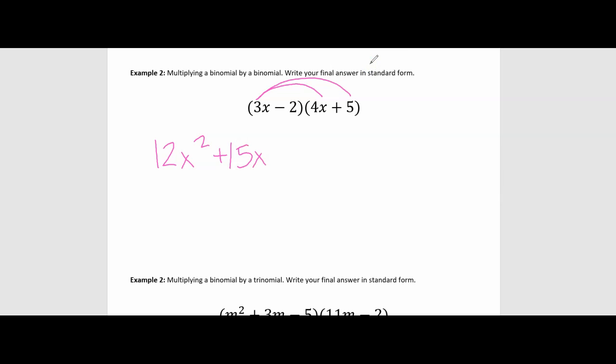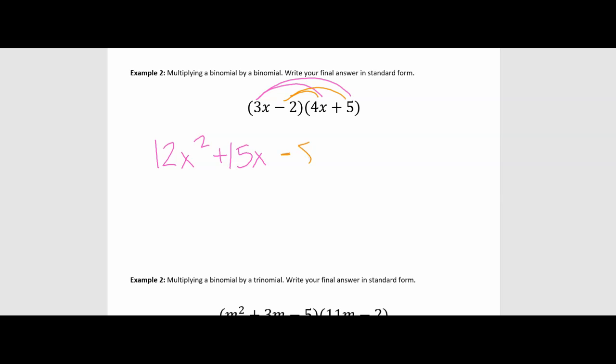Now, the second part of this is we also have to distribute this negative 2 to both the 4x and the 5. I just like drawing my arrows underneath because there's more space there, but again, you could just draw yours up above as well. Doesn't matter, as long as you know that you have to distribute the negative 2 to both the 4x and the 5. Now, please don't forget this negative sign. This negative sign goes with the 2, so we've got to include it every time we multiply.